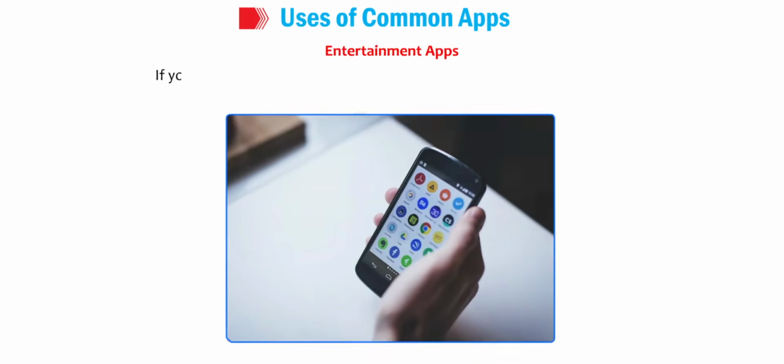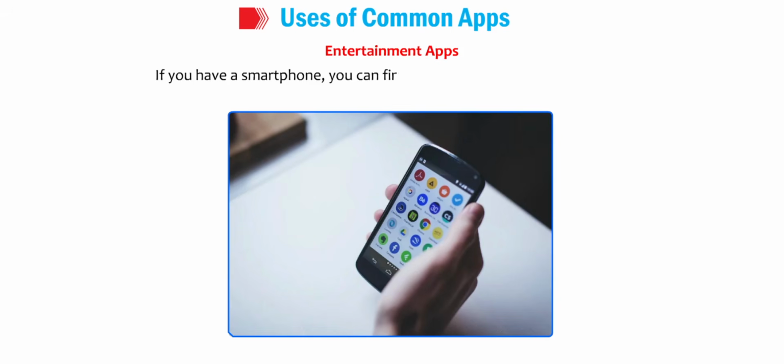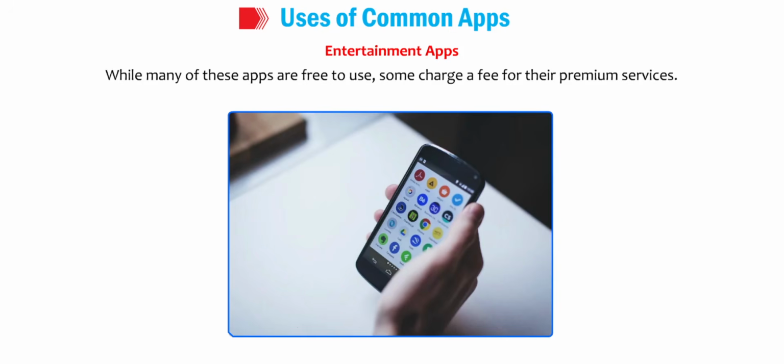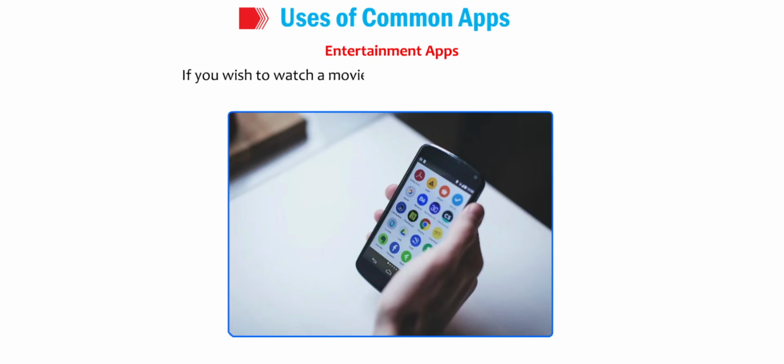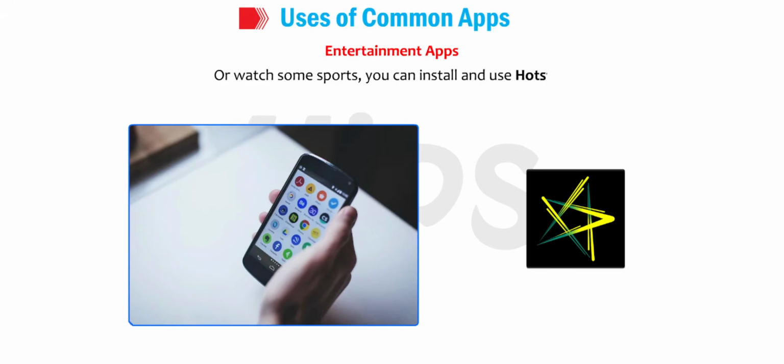Entertainment apps. If you have a smartphone, you can find a lot of entertainment apps on it. While many of these apps are free to use, some charge a fee for their premium services. If you wish to watch a movie, catch up on your favorite TV serial, or watch some sports, you can install and use Hotstar.